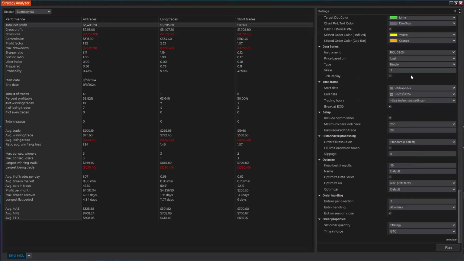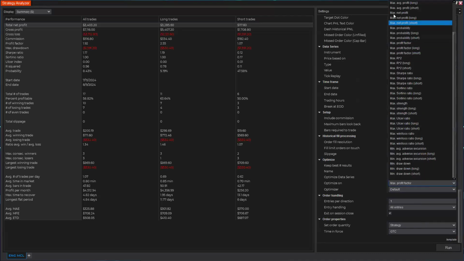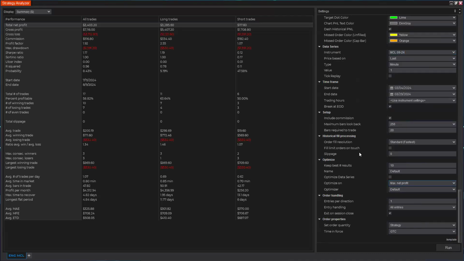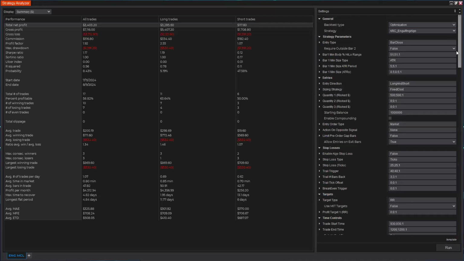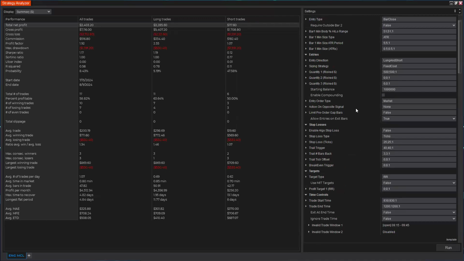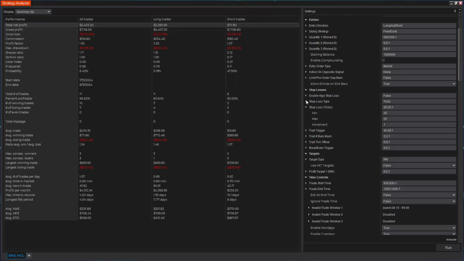First thing I'm going to do is make sure the dates are correct. I'm going to go to MCL. Always make sure your commissions are turned on. And then I like to set it to max net profit. This is always my first thing that I do on every optimization. And I come all the way up. And what did we say we were going to test? We're going to test stop loss and trailing trigger.